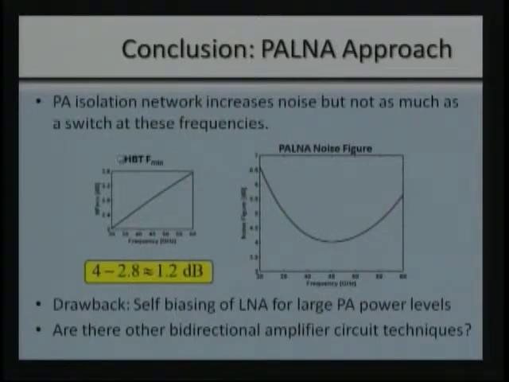When we compared the HBT's minimum noise figure and the simulated noise figure of the PALNA, we find that the minimum noise figure is 4 dB for the circuit and 2.8 dB for the device, which means that we've only really incurred a hit of 1.2 dB to implement this PALNA as opposed to a TR switch. And so if those TR switches are in the order of 3 dB, this is a huge savings in terms of power. But there was one drawback.